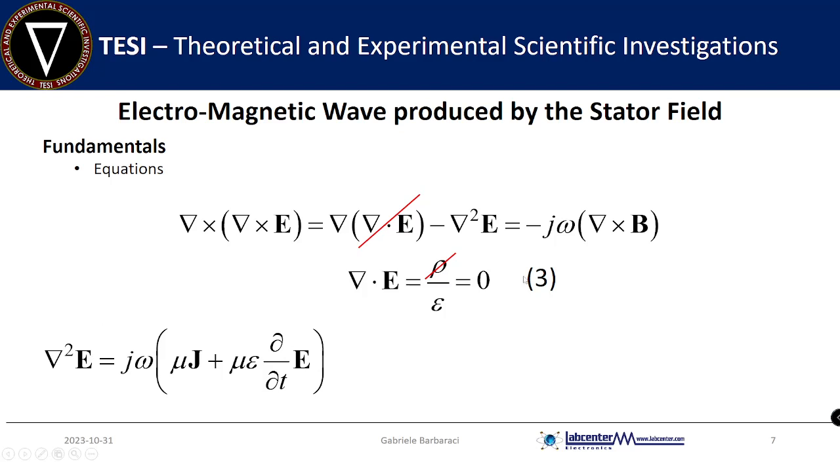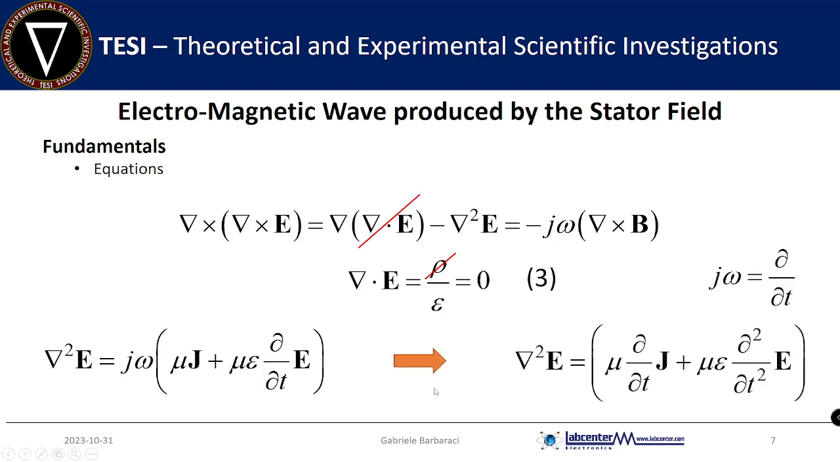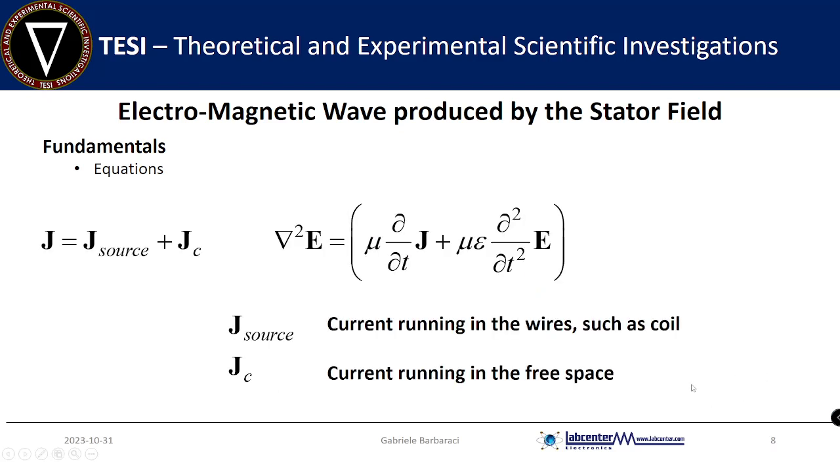And since there is the jω in front, which is equal to the derivative in time, we have the Laplacian E equal to μ ∂J/∂t plus με ∂²E/∂t². This is a non-homogeneous differential equation in two variables: space, because of the Laplacian, and time, because of the time derivative.